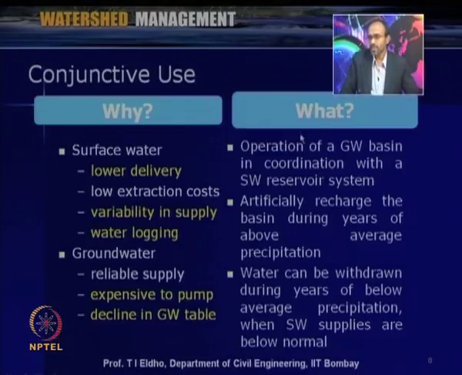Then, what is conjunctive use? As I mentioned, it is the operation of a groundwater basin in coordination with a surface water reservoir system. We operate surface water and groundwater together, and for groundwater we artificially recharge the basin during years of above average precipitation. When sufficient surface water is there, we go for more artificial recharge so that we can use it later. Water can then be withdrawn during years of below average precipitation, when surface water supplies are below normal. That is the answer to why we go for conjunctive use and what it is.